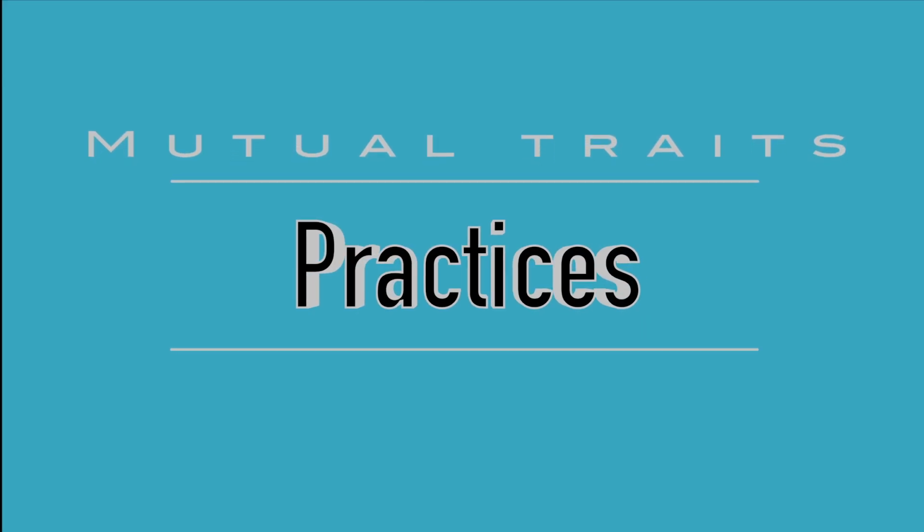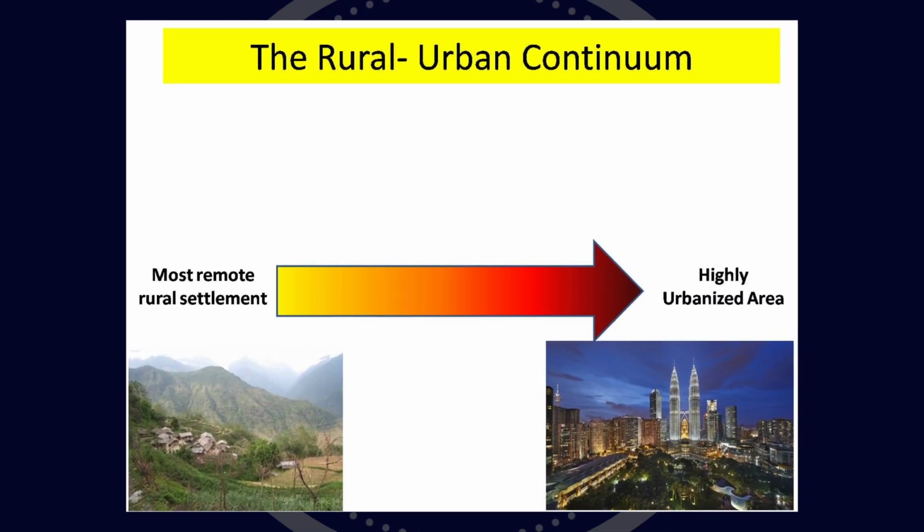The concept is used in recognition of the fact that there is no sharp division, either physically or socially, to draw a clear boundary between the rural and urban communities. However, they have mutual traits and practices. This continuous process of transition or imitation is known as rural-urban continuum.